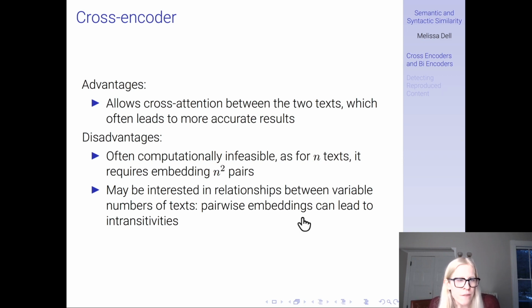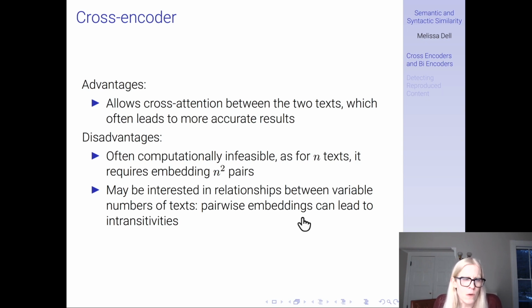However, it's often computationally infeasible to have cross-attention because if you have n texts, it requires embedding n squared pairs. So what if you have 10 million texts that you want to process? Well, then you'd have to push 10 to the 14th pairs of text through a large language model that potentially has 100 million parameters, and that's just completely and totally infeasible. Not going to happen. So for a lot of problems that we care about, the scale of the problem doesn't work if we have n squared things that we need to embed. So it's just unrealistic.